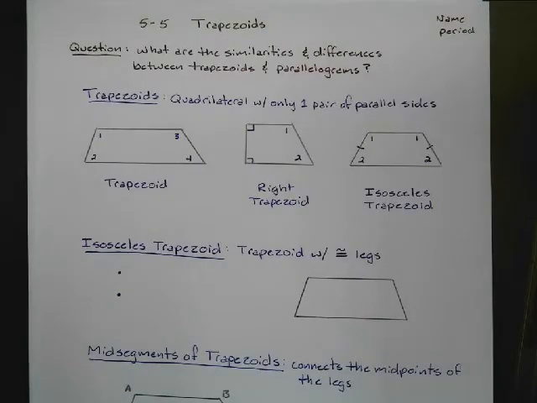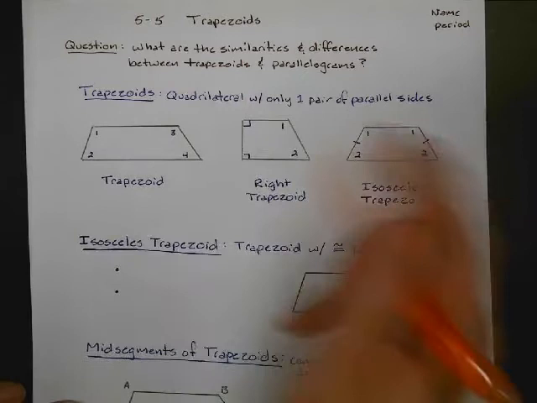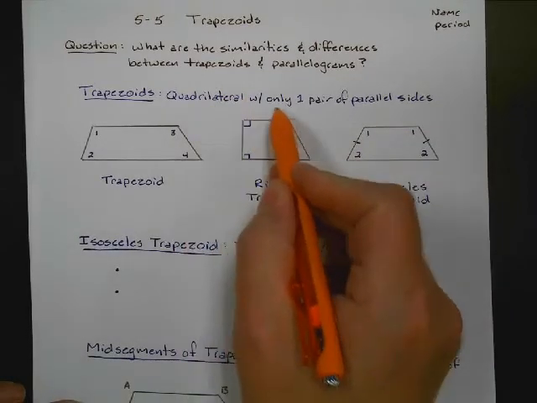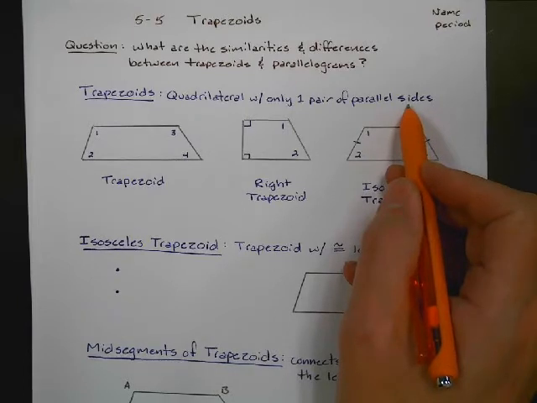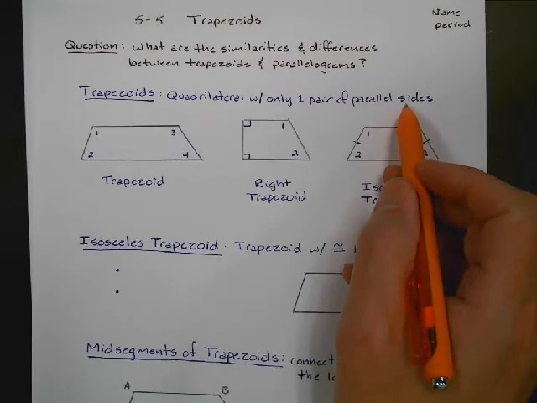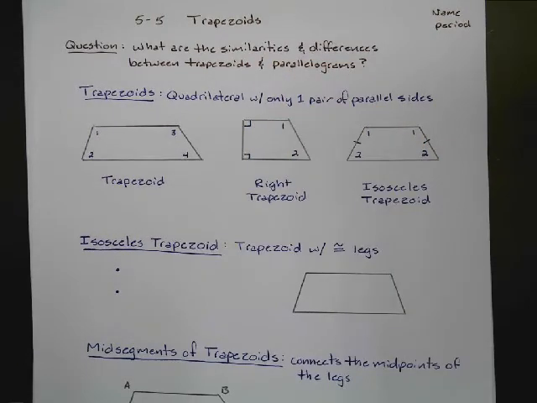All right, so trapezoids. We got three basic types of trapezoids. The definition of a trapezoid is it's a quadrilateral with only one pair of parallel sides. So remember, the parallelogram had two pairs of parallel sides, but a trapezoid only has one pair. So there's a similarity and a difference in parallelograms and trapezoids. And hopefully you'll see some other similarities and differences.